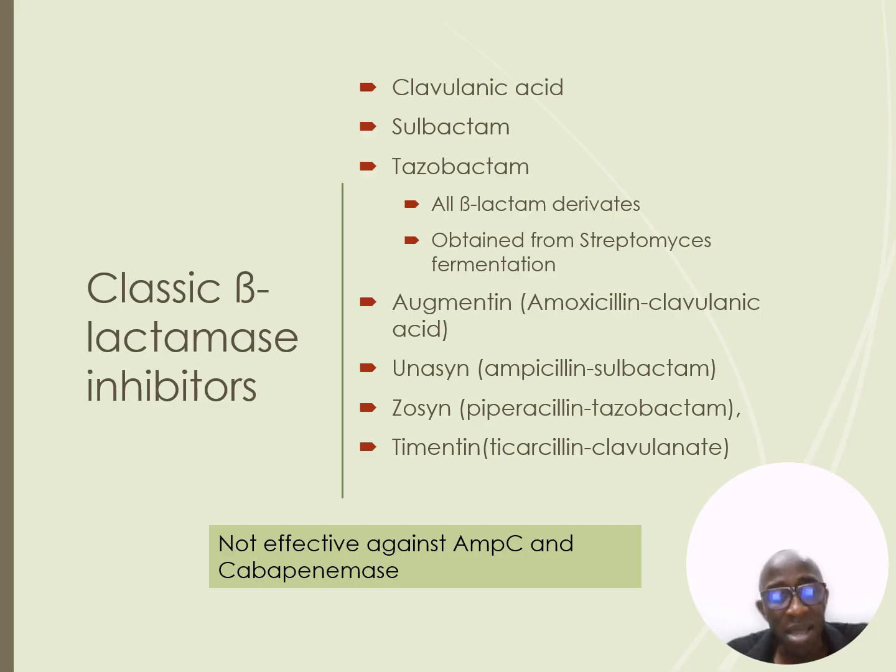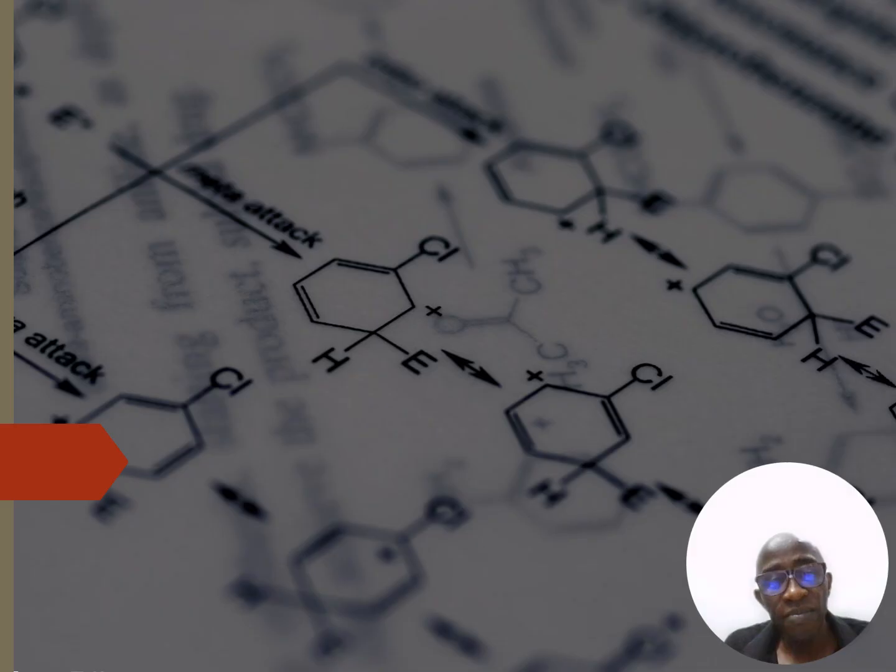I'm talking about the three. But we have newer ones, and they are not effective against AmpC and carbapenemase enzymes or beta-lactamases. So we're having issues right now. Formerly effective Augmentin is no longer effective at all against some resistance genes.